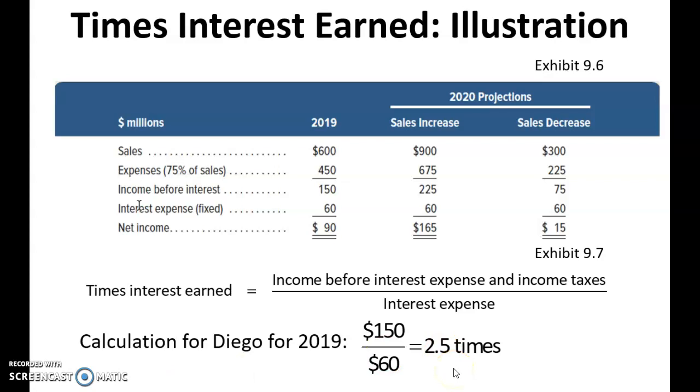This ratio means that Diego has low to moderate risk because its sales must decline sharply before it is unable to pay its interest expense. As stated in the last slide, if times interest earned falls below 1.5, a company will be likely to be at risk for not paying their liabilities. Well, Diego's times interest earned is significantly above 1.5, so they are not a high risk.